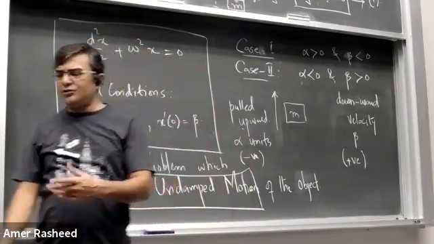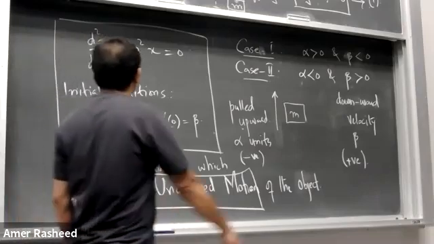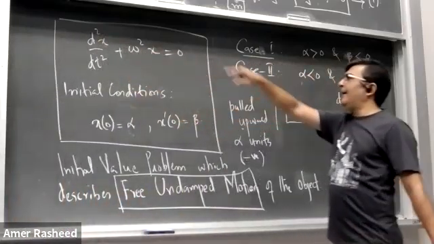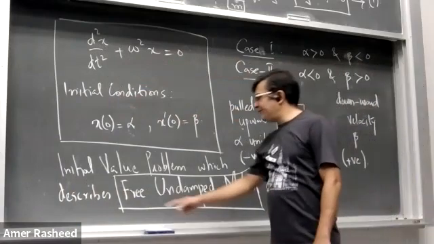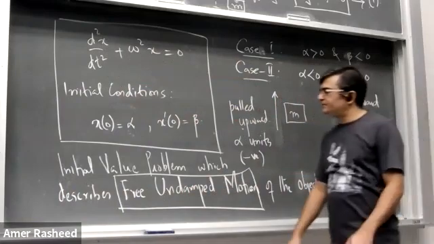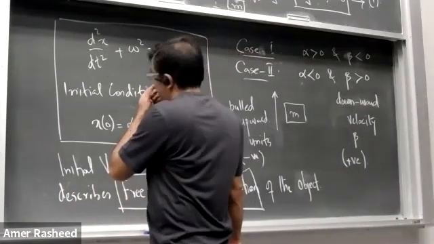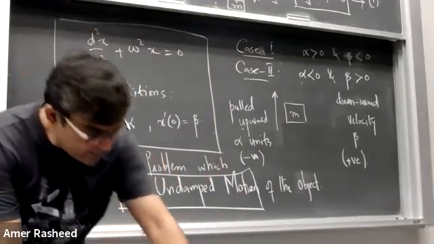These are written in my notes. You can see them. I hope you can understand it. Now let's come toward the solution of this mathematical model, which basically describes the free undamped motion. If you have any question, you can ask. Anyone?